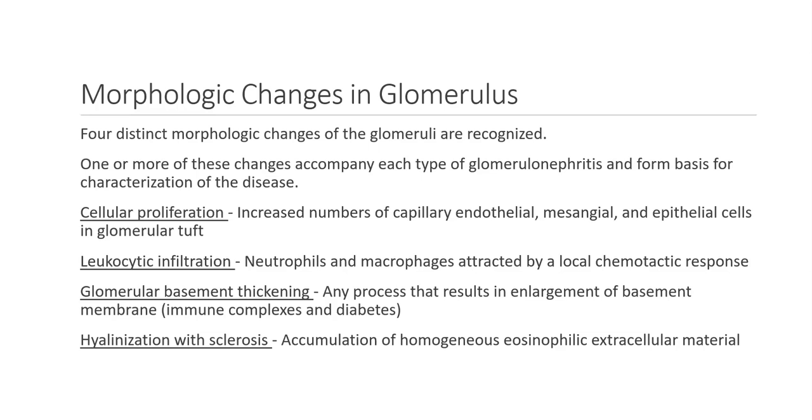Cellular proliferation is an increased number of capillary, endothelial, mesangial, and epithelial cells in the glomerular tuft. Leukocyte infiltration is where leukocytes and macrophages are attracted by a local chemotactic response, and this will result in inflammation. Glomerular basement thickening is any process that results in enlargement of the basement membrane, such as immune complexes being deposited or changes which occur due to diabetes. And hyalinization with sclerosis is an accumulation of homogeneous eosinophilic extracellular material.